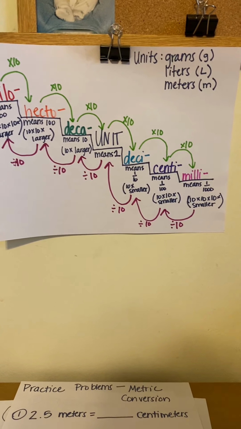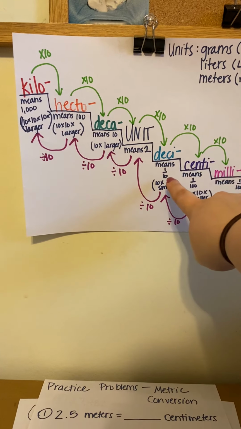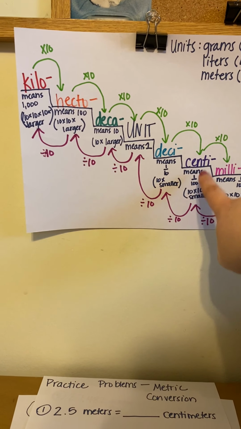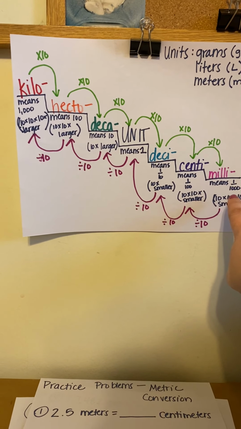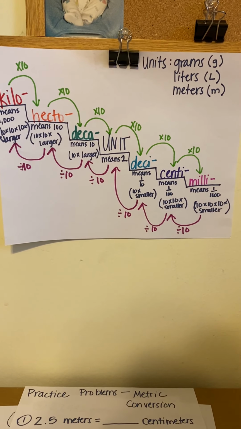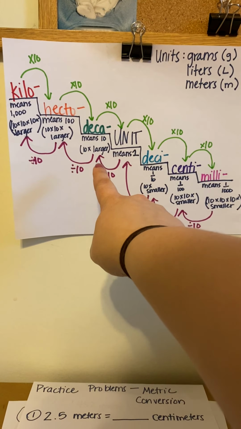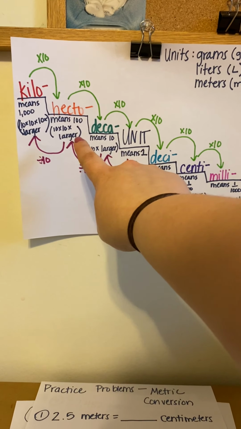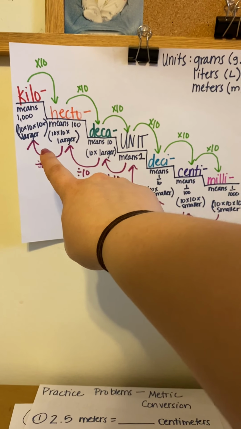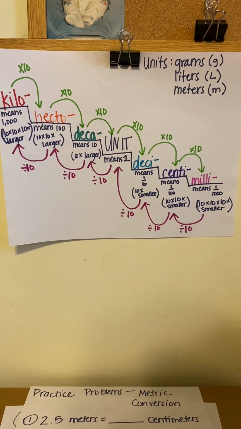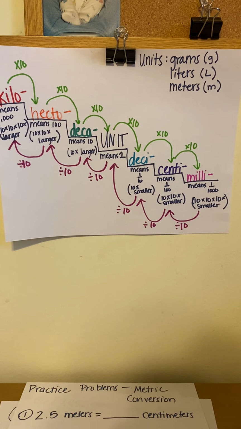And then we can add this prefix onto the front of that. So I could have a decimeter, which means 1/10 of a meter. I could have a centimeter, which is 1/100 of a meter. Or I could have a millimeter, which is 1/1000th of a meter. It could also go the other way, and I could have a decameter, which is 10 times larger than a meter. I could have a hectometer, which is 100 times larger than a meter, or I could have a kilometer, or a kilometer, some people say, and that would be 1,000 times larger than that unit meter.